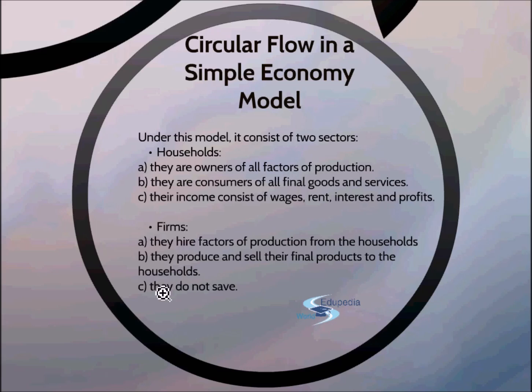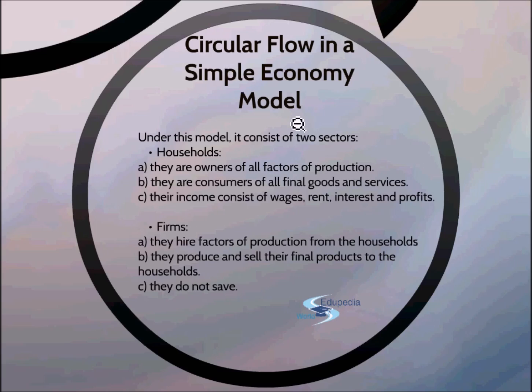We also assume that the firms do not save. Here we can see a dual effect. The households are providing input to the firms and the firms are providing output to the households. The households are paying for the output to the firm and the firms are paying for the inputs provided by the household. This is what creates the circular flow in a simple model.